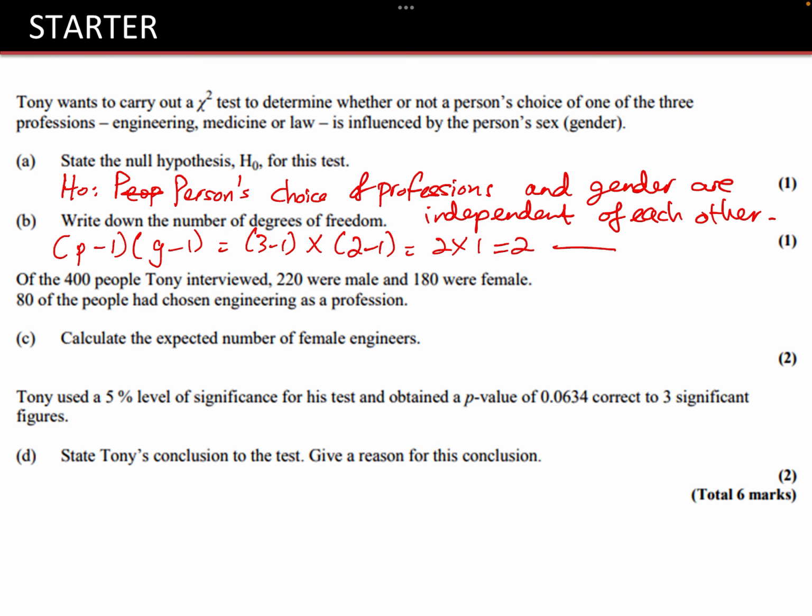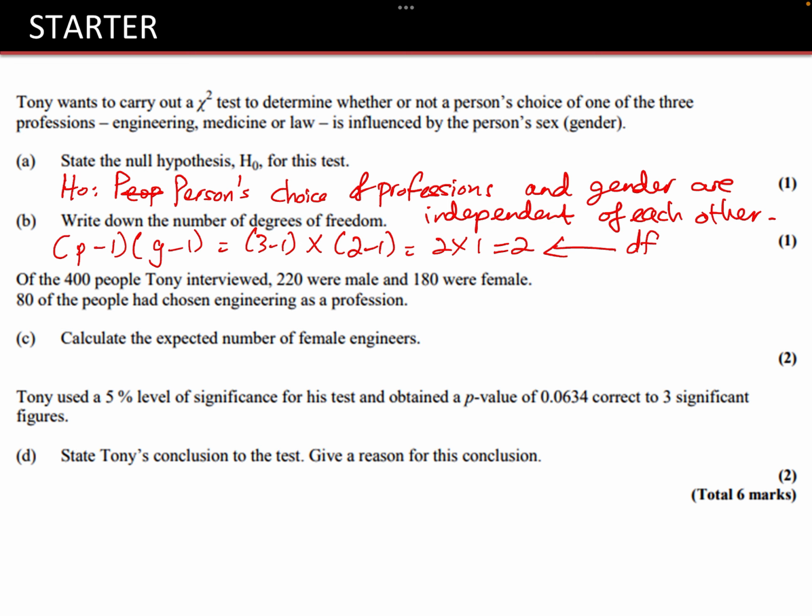And usually we denote the degrees of freedom as df, which is a notation that we use for degrees of freedom. Sometimes they use v, which is fine as well, but I prefer degrees of freedom to be used as df.